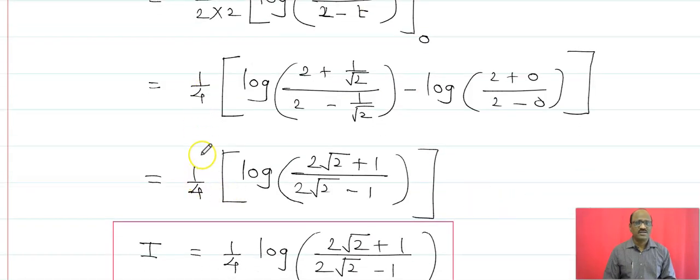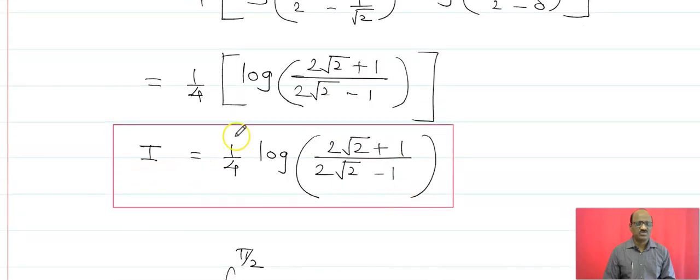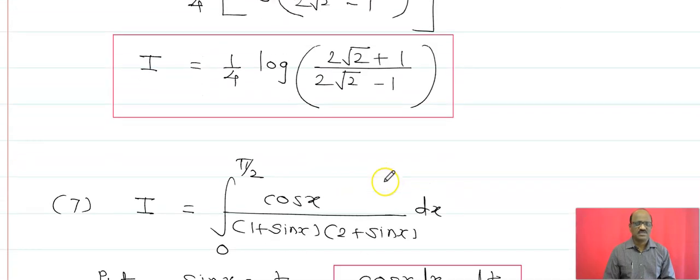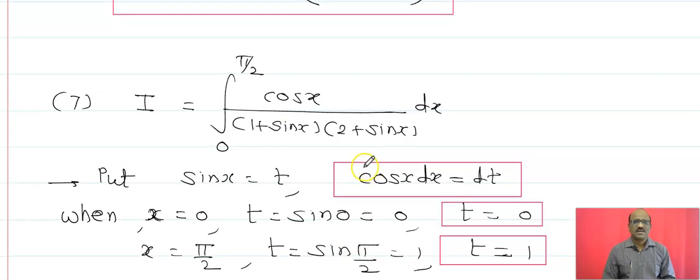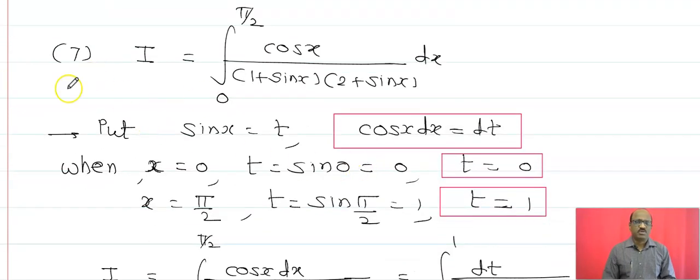And overall, what I had written is 1 by 4 log of, if you simplify this, then you will get 2 root 2 plus 1 upon 2 root 2 minus 1. And you will get I is equals to 1 by 4 log of 2 root 2 plus 1 upon 2 root 2 minus 1. And in this way, this is the answer. What about the next? Problem number 7.